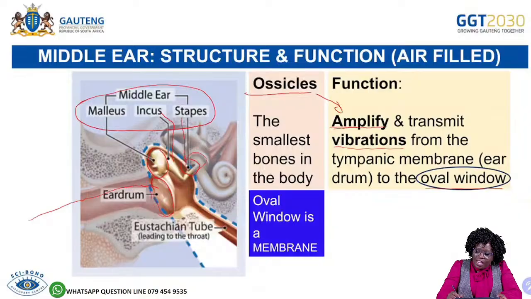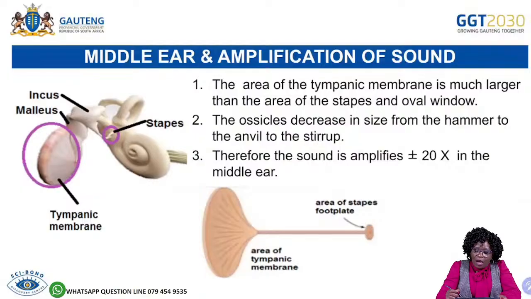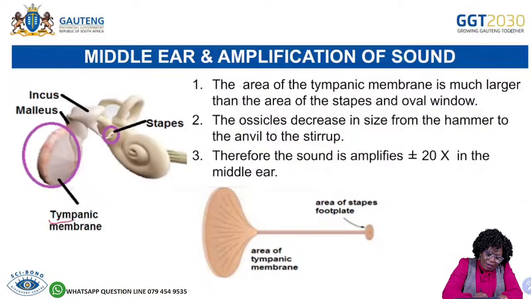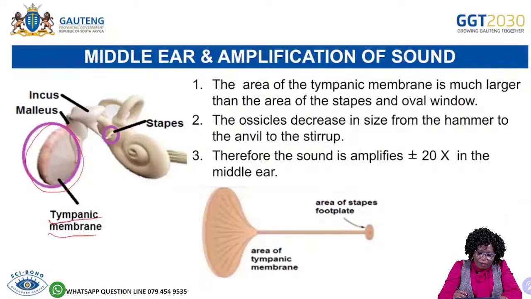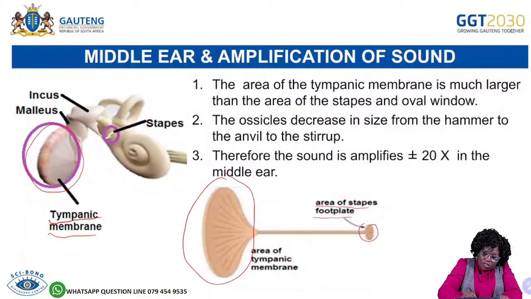You can see that the amplification now is to our oval window. Let's check this out. Amplification of sound. Check these two areas. So we've got our tympanic membrane. There's our tympanic membrane. You can see the size of the tympanic membrane. And I want you to check the area of the stapes footplate. Just check it out firstly. Look at the size here. Can you see the size of the tympanic membrane? It shows that it's bigger than this area here. Therefore, as sound enters, it must be amplified.